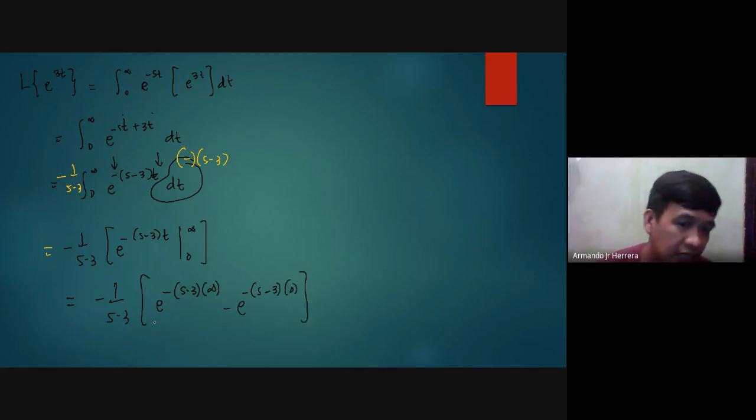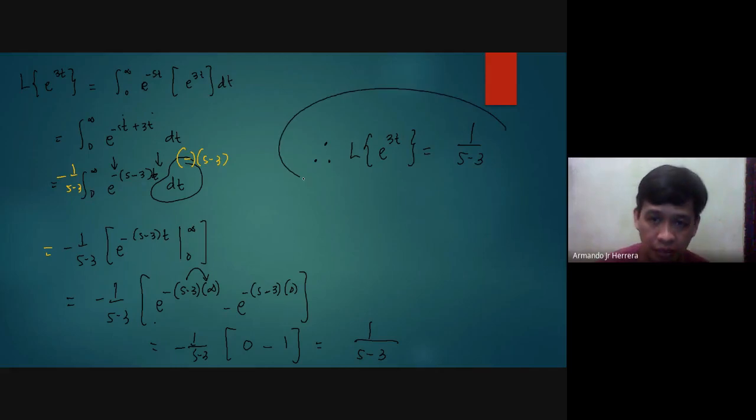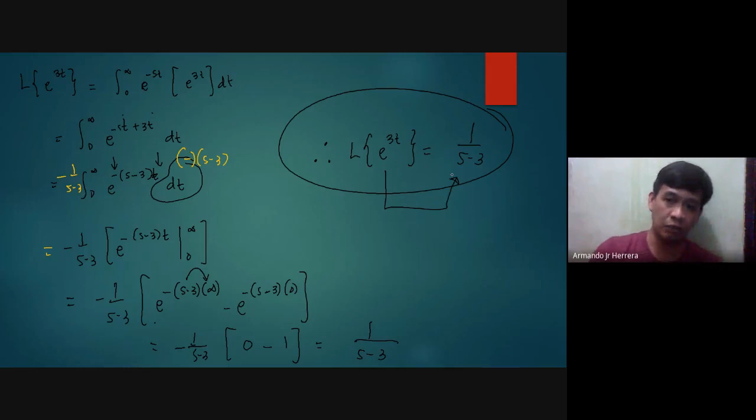So, but then again, this is any multiplied by infinity preceded by a negative is e to the minus infinity. So, this is negative 1 over s minus 3, 0 minus 1. Because negative s minus 3 times 0 is 0. E to the 0 is 1. So, this gives us positive 1 over s minus 3. So, therefore, Laplace transform of e to the 3t is 1 over s minus 3. So yung exponential, na-convert natin into algebraic, 1 over s minus 3.